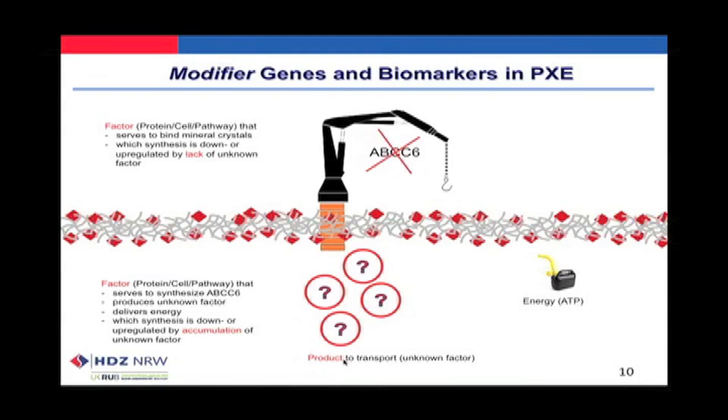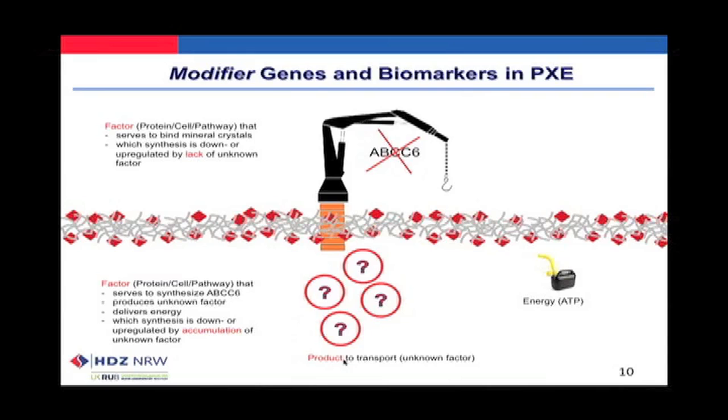So what could serve as biomarkers? It would be very nice if we could measure the unknown factor, but as we don't know what this factor is, we are not able to measure it to say that this disease is, for instance, PXE. What biomarkers can be then are factors that are influenced by the loss of ABCC6 function, that may be factors that accumulate inside of the cell, that are synthesized, or whose synthesis is down- or upregulated by accumulation of the unknown factor.